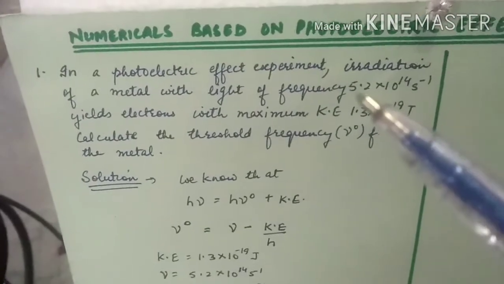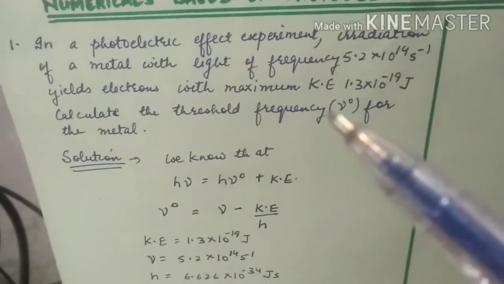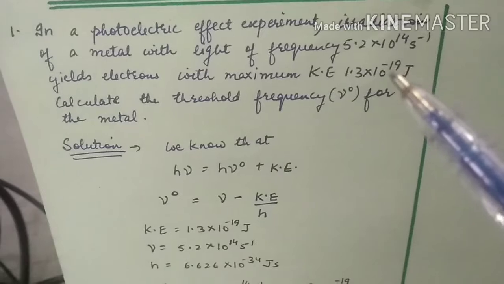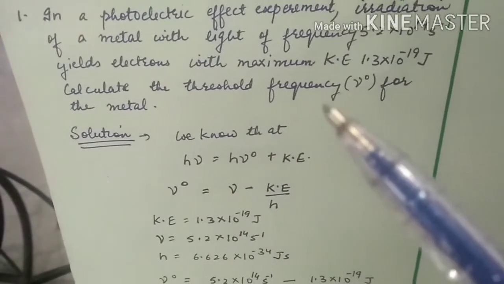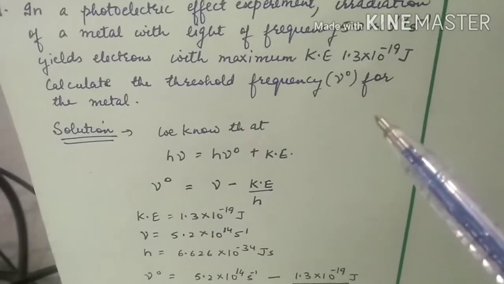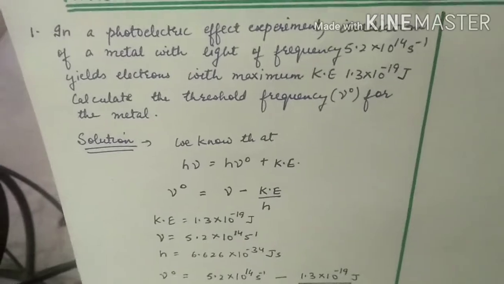So this is the statement of the numerical. In a photoelectric effect experiment, irradiation of a metal with light of frequency 5.2 × 10^14 second inverse yields electrons with maximum kinetic energy 1.3 × 10^-19 joules. Calculate the threshold frequency for the metal.